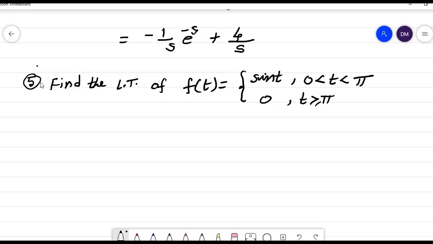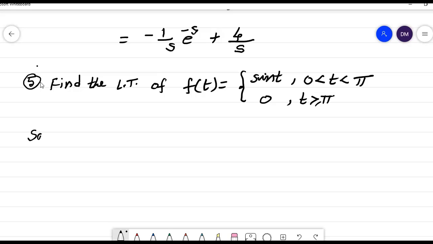Here also, listen to me, we have two values for f of t. In the range 0 to pi, f of t is sin t. In the range pi to infinity, f of t is 0. If we have two or more values, we cannot apply the standard formulas of Laplace transform. We have to use the definition of Laplace transform, and by using it we can find the Laplace transform of f of t.